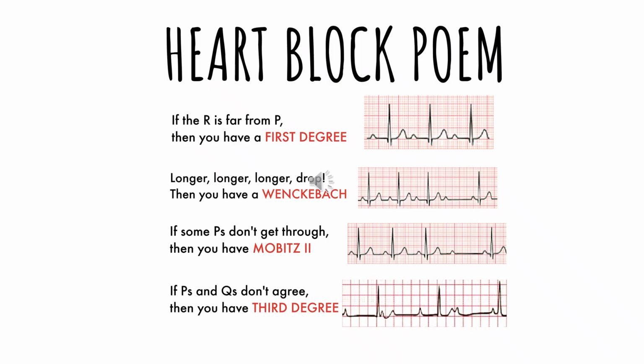And if your P's don't agree, then you have a third degree. With your third degree heart block, there is no association between what the atria and the ventricles are doing. So you're going to see that they're both going to be doing their own thing. But you'll see that you can march out your ventricles, but you'll have a P wave, you might have two P waves, and then a QRS. They're just all doing their own thing.